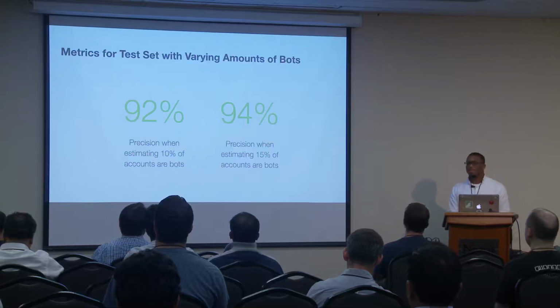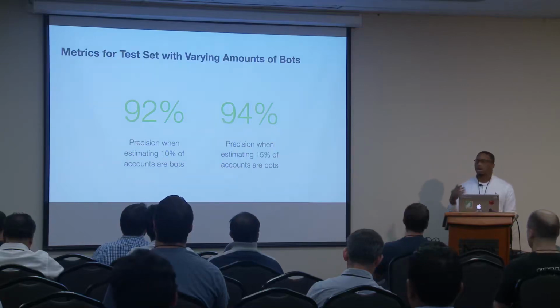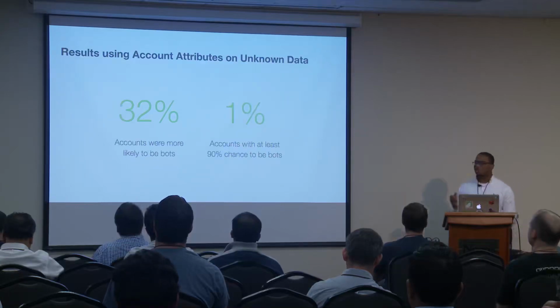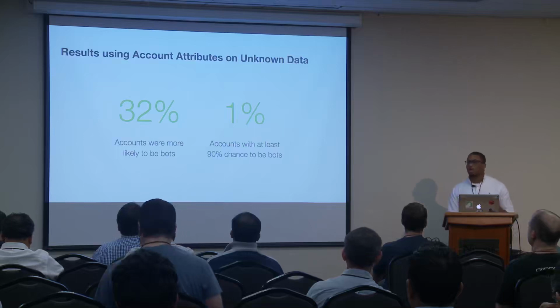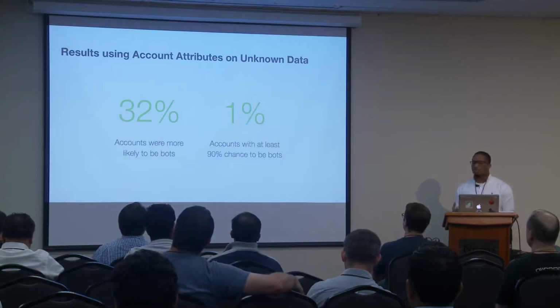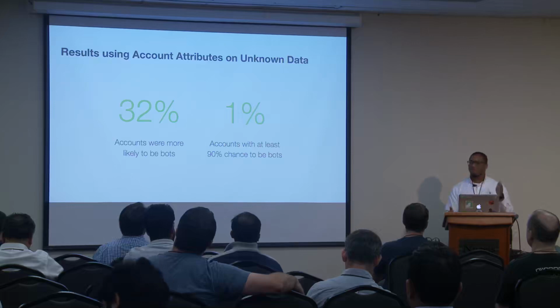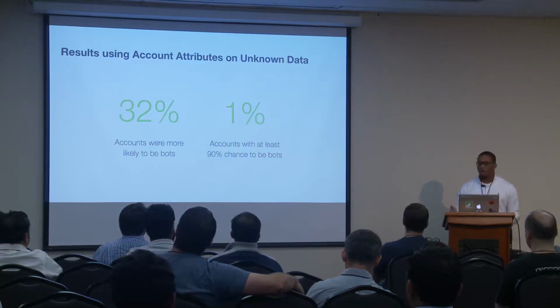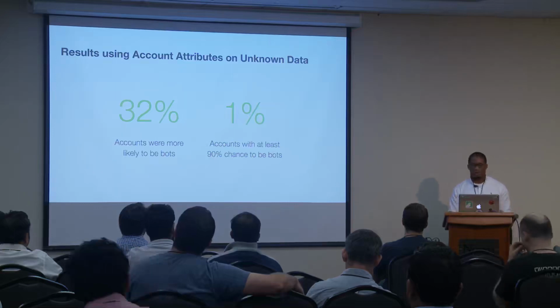So I know you're probably wondering, you told me all this lead up, how many bots did you actually find? Or how many accounts were classified as bots? Just using the account attributes, we found that over 32% of accounts had a greater than 50% chance of being a bot. But when we make this more stringent, saying we want to be very sure, using a 90% probability, we found that only 1% of accounts were bots. What we found in the distribution of scores was that there were a lot of accounts between 0.4 and 0.6. So just using the account attributes, our classifier wasn't able to greatly discriminate between the accounts in our unknown data set as bots or genuine accounts.